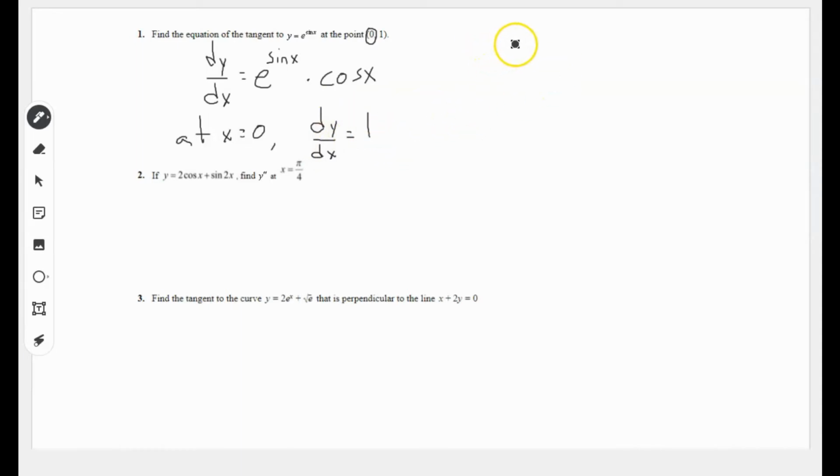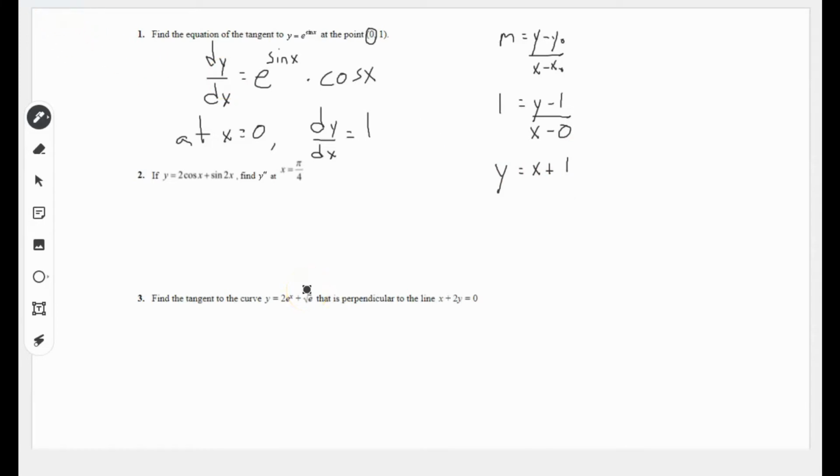So we can find our equation then, right? We can use this formula, y minus y naught over x minus x naught, where our slope is 1. y minus our y coordinate here is 1, all over x minus our x known coordinate here, which is 0. Okay, rearranging that, we get y equals x plus 1. There's the equation.